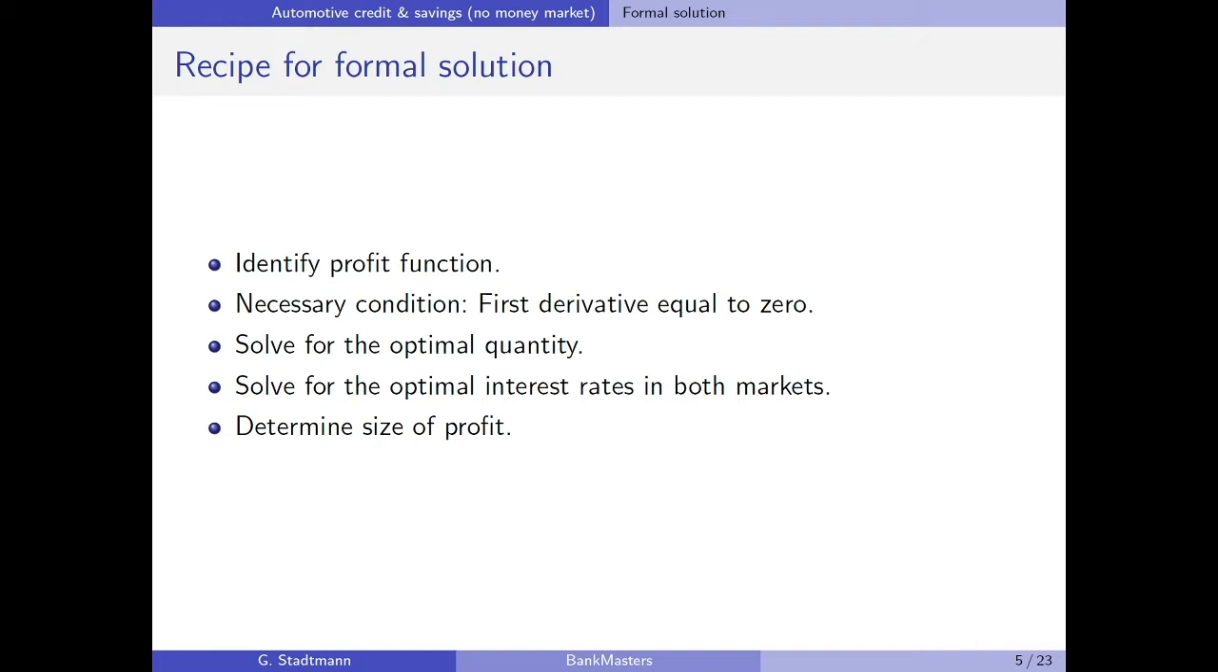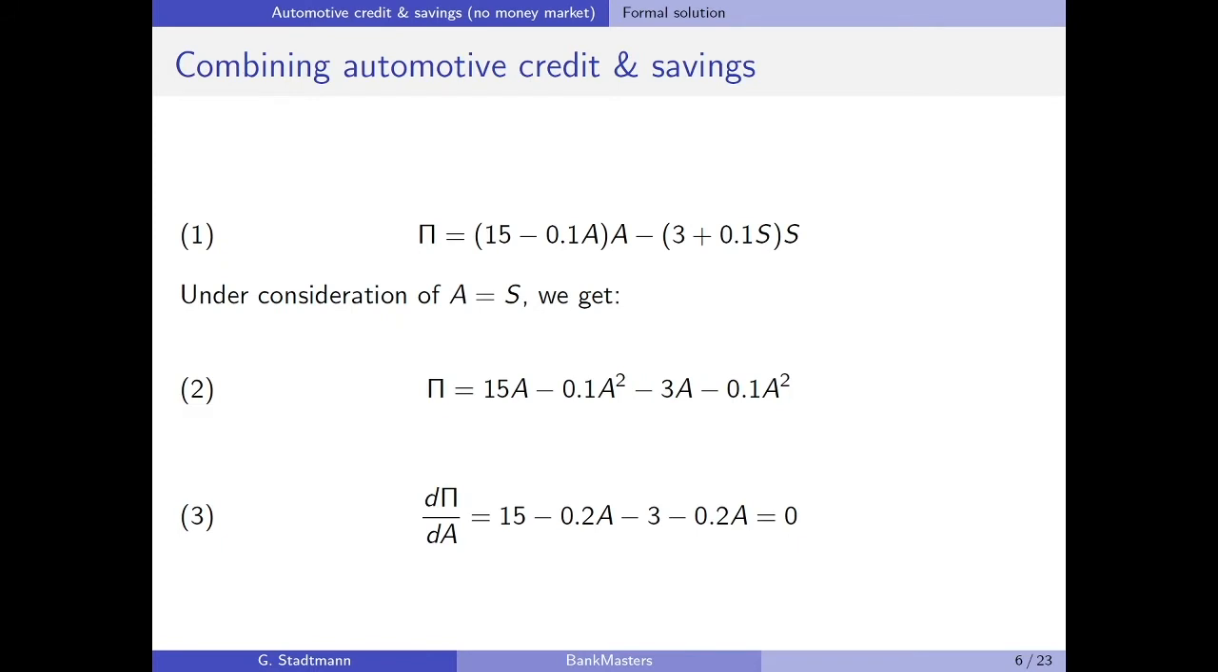And out of this optimal quantity, we are going to insert the quantity in the functions and then end up with the optimal interest rates in both markets. So at the end, we are also going to get the size of the profit. So by combining the automated credit and savings, we can see that the profit function is given as P times Q. And this is the mindset of the profit function.